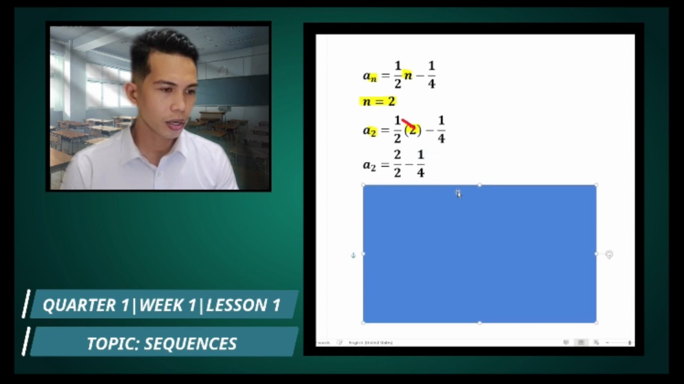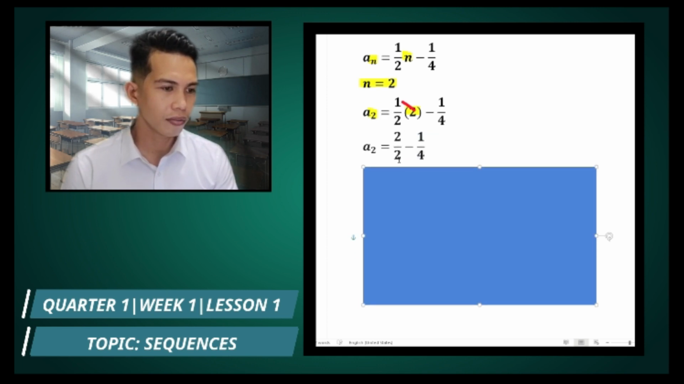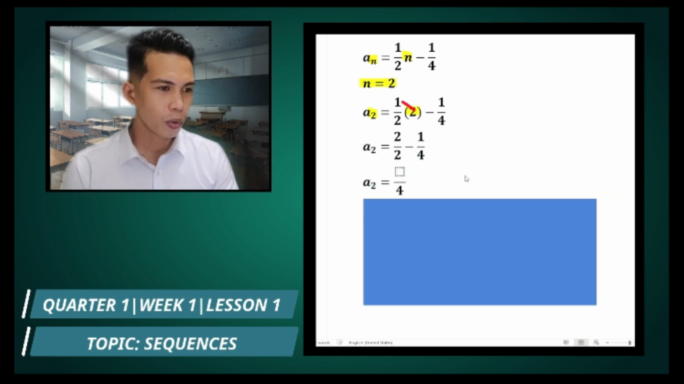Next is, we are going to find the LCD of 2 and 4, that is 4. Then, we repeat the same process just like a while ago. Divide the LCD by the first denominator. 4 divided by 2, we have 2. And then multiply 2, we have 4.